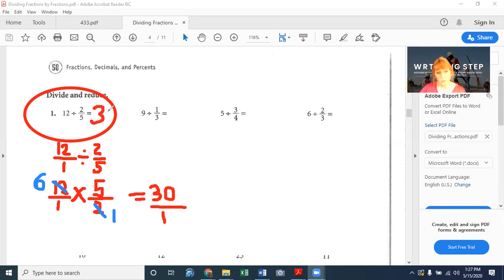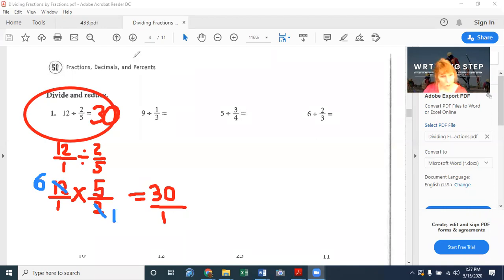So 30 over 1 is really 30. So that ended up being a whole number. So notice how the whole number is bigger than the 12 and bigger than the 2/5, because you're dividing 12 into 2/5 parts. So you need 30 parts that are 2/5 of the size, so to speak.